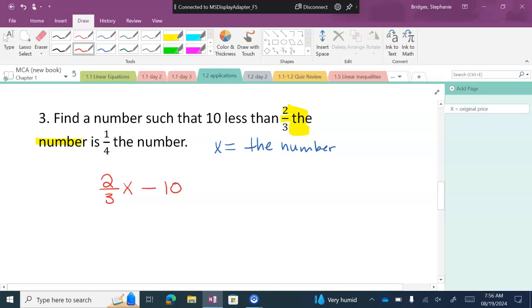What does "is" mean in a word problem for math? Equals. And then how do I represent 1/4 the number? 1/4 times X. Yes, perfect. Okay. So that statement right there represents 10 less than 2/3 the number. You have to remember that less than means you have to switch the order. The 10 is going to come second. Whatever it's less than is going to come first. So our equation should be 2/3 X minus 10 equals 1/4 X.